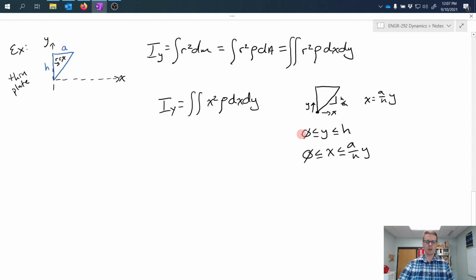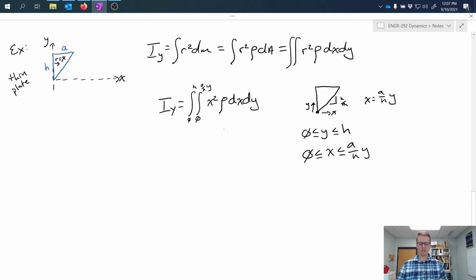All right, so I'm going to bring those limits back over to my equation, and a double integration like this would be evaluated inside and outside. So the inside dx term means that my integration here has limits of 0 and a over h y. My dy term, so evaluating in terms of y, has limits of 0 to h.